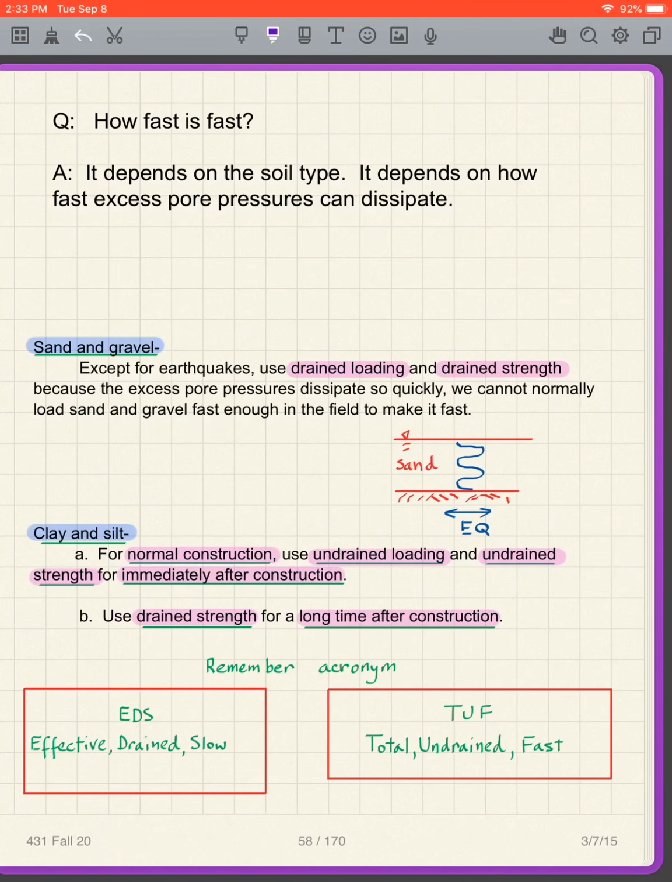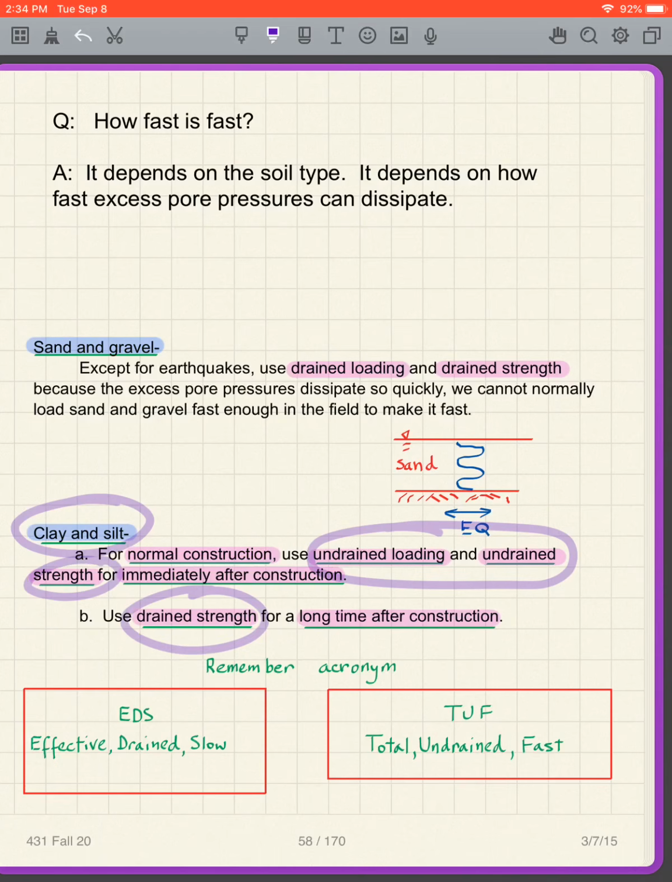Suppose our structure is going to be there for 50 years or so. Because it's going to be there for 50 years, we want to make sure that even after the pore pressures have dissipated, the building is still stable. So we will use the drained strength for a long time after construction. When we're doing any construction on clay and silt, we're usually going to be doing both an undrained loading and undrained strength analysis, and a drained strength and drained loading analysis, because it has both.